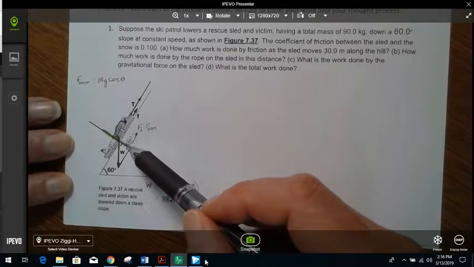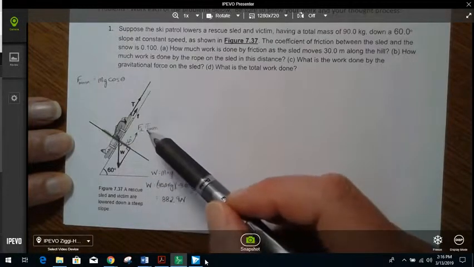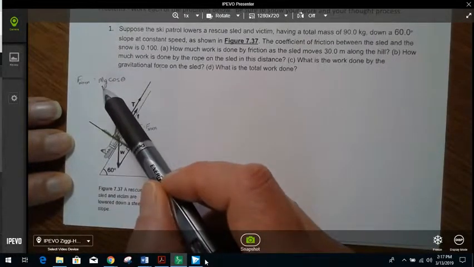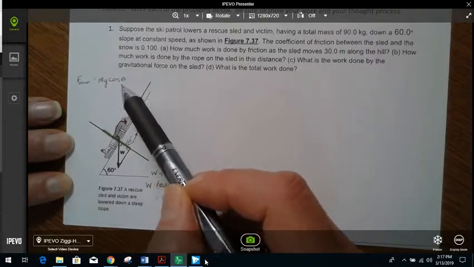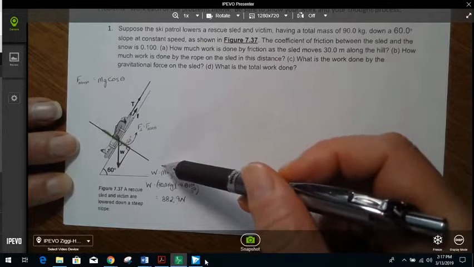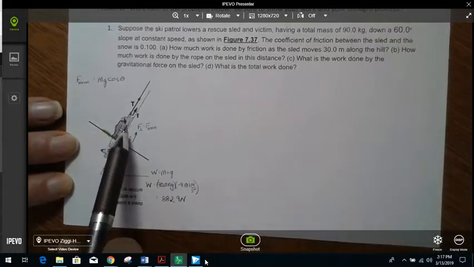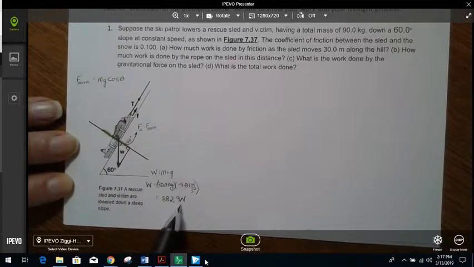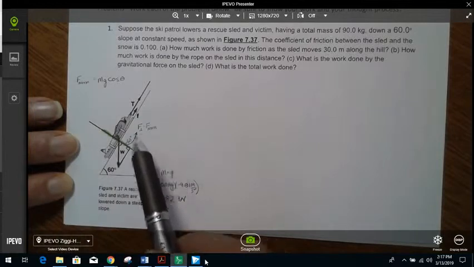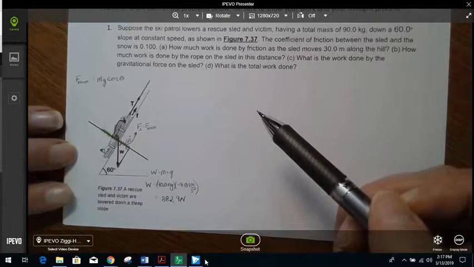Our leg, then, of this triangle is equal to our normal force. That makes our normal force equal to mass times gravity times the cosine of theta, this being theta. Our weight is mass times gravity, so the weight of the victim is 882.9 newtons. But the normal force is some component of that. So we've got to find that component.